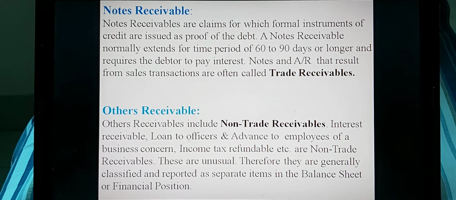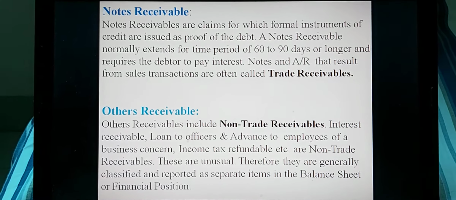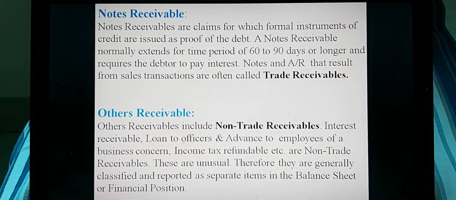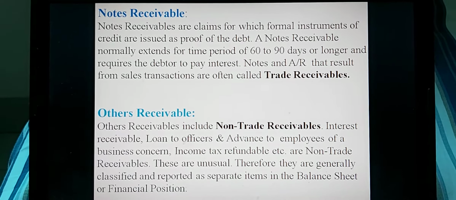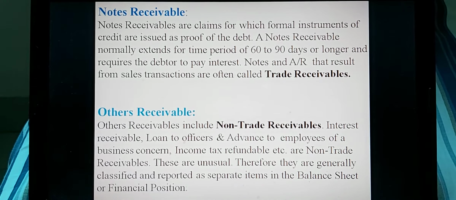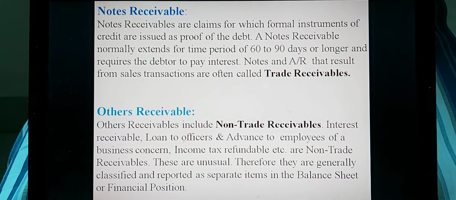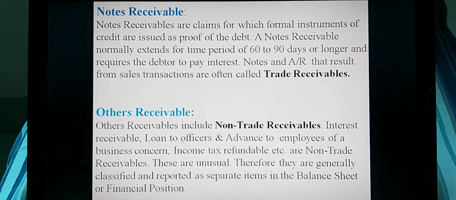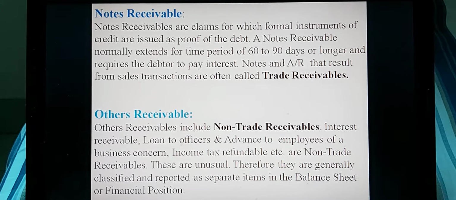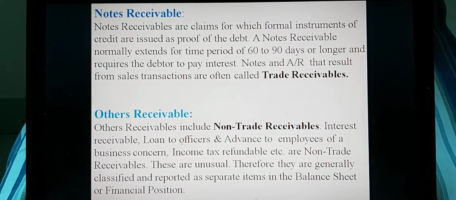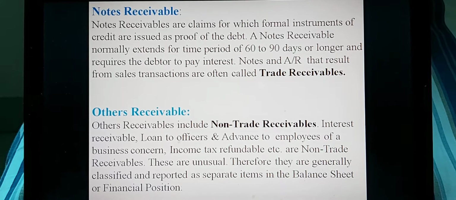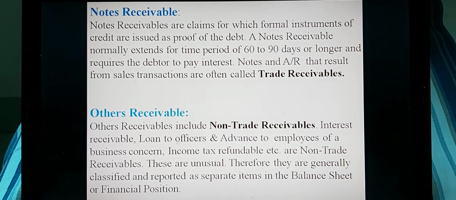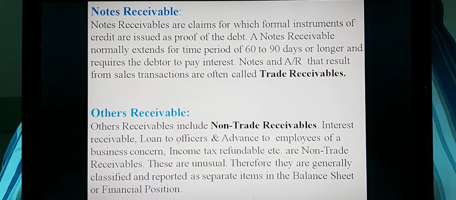Another type of receivable, other receivable. Others receivable include non-trade receivables such as interest receivable, loan to officers and advances to employees of a business concern, income tax refundable, etc. These are unusual. Therefore, they are generally classified and reported as separate items in the balance sheet or financial position.